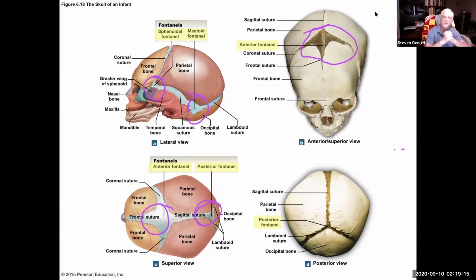So those are the 4 fontanelles that allow the skull to actually compress or deform to go through the birth canal. Until those have covered over with bone, the child is susceptible to brain damage. Anything that's sharp or can punch through the skin can go right into the brain. That's the danger of it.